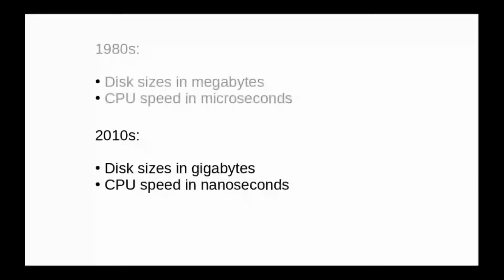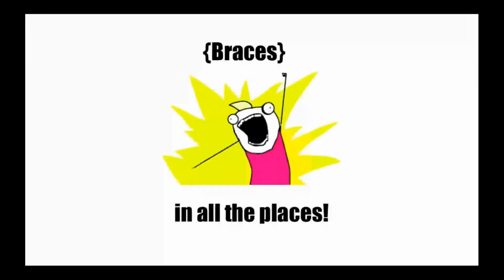Now, disk space is measured in gigabytes and CPUs run at nanosecond speeds. So saving 100 nanoseconds and 50 bytes at the expense of 10 minutes of your time to debug a program because you forgot braces where you needed them, not even remotely worth it. In summary, when you're writing if-else statements, use braces in all the places.